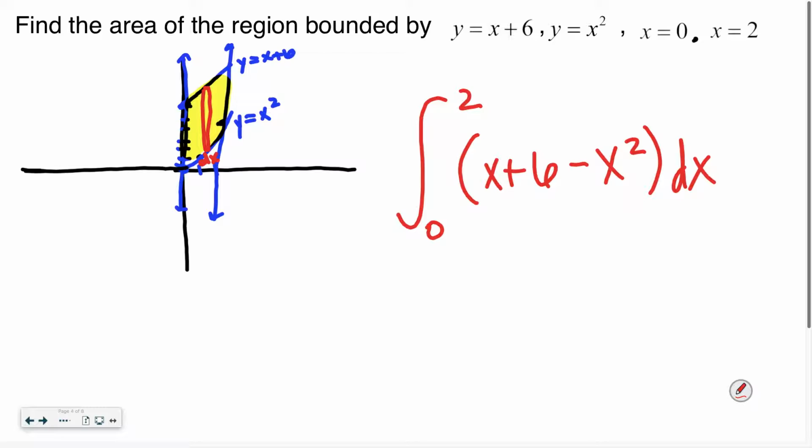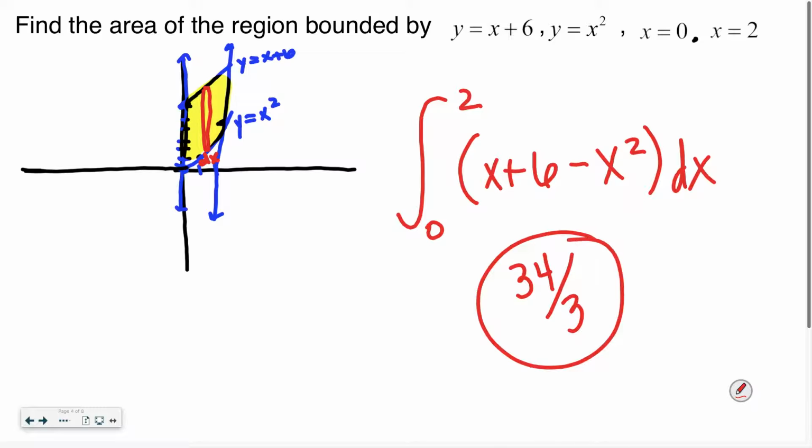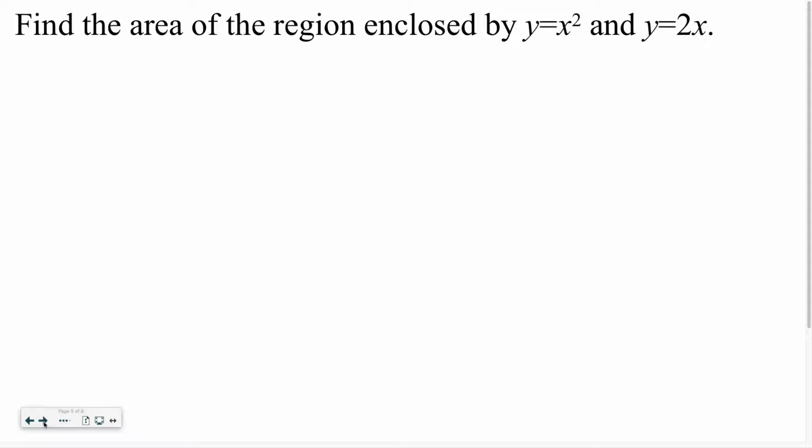11.133. I don't like that. What do you say? 34 thirds. I like that better. Change it to a fraction if it's possible. If it's possible, it won't always be possible. Write this example down.